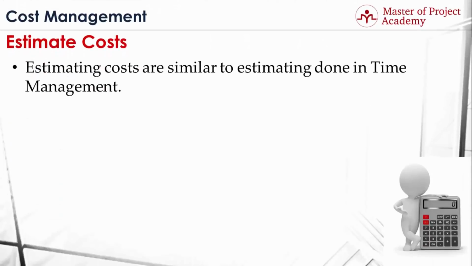Estimating costs is similar to the estimating done in time management. Each activity is evaluated; the project resources, tools, materials, etc. that will be used in that activity are considered, and a cost estimation for each project activity is determined in the end. After cost estimation for each activity is completed, overall project budget can be determined respectively.